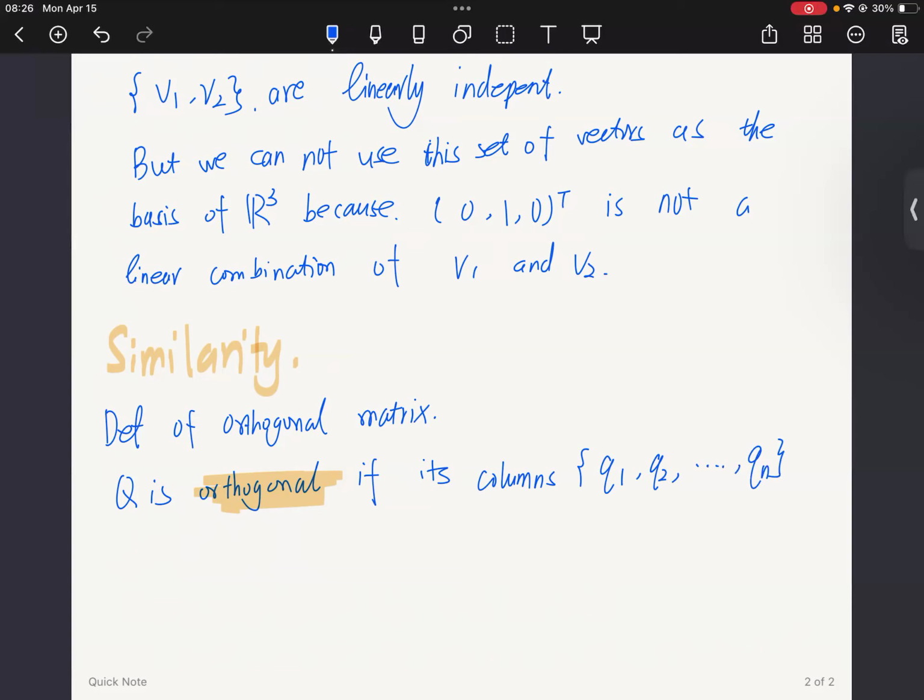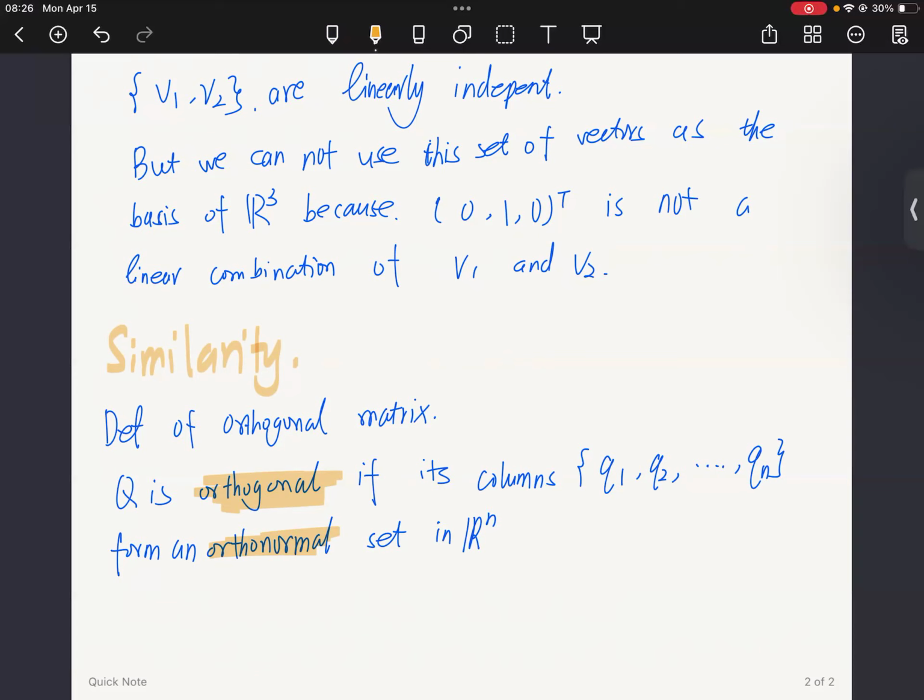And these columns formed an orthonormal set in R^n. And you'll see there's something very weird here. So we require that the columns form an orthonormal set, and then we call this Q orthogonal. Okay, good.